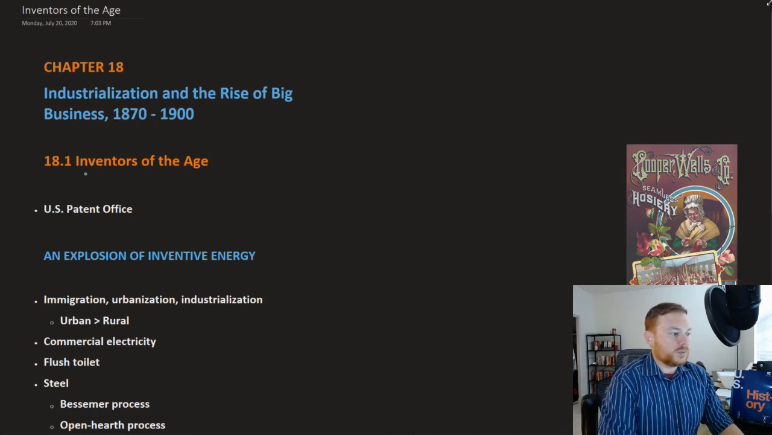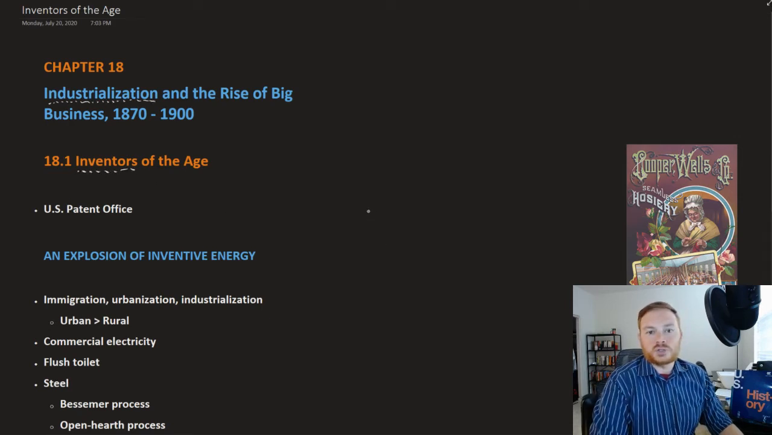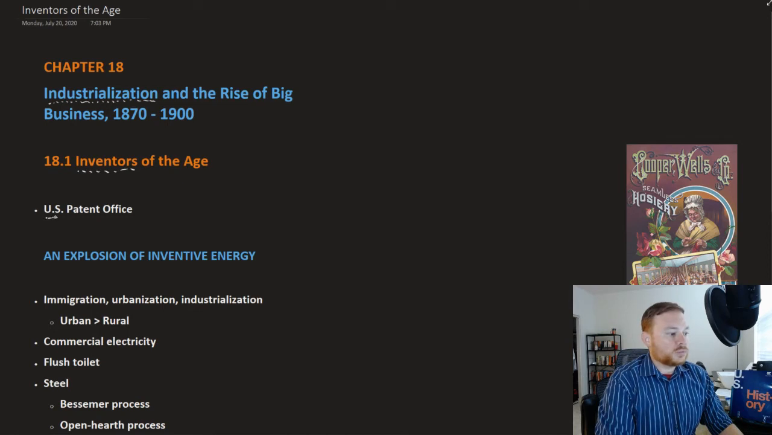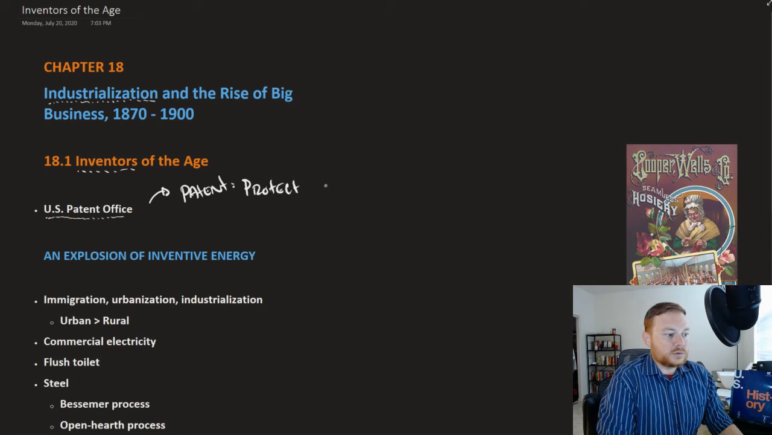So a key part to driving this industrialization that took place in the post-Civil War years were inventions and inventors, which led to more efficiency in terms of production. One of the ways in which inventions were incentivized was the U.S. Patent Office. So a patent is a way to protect intellectual property.